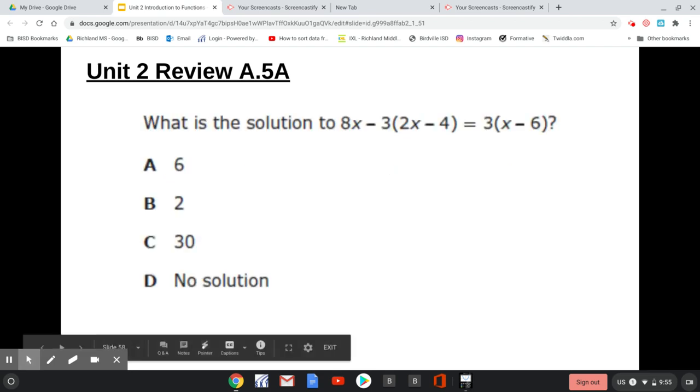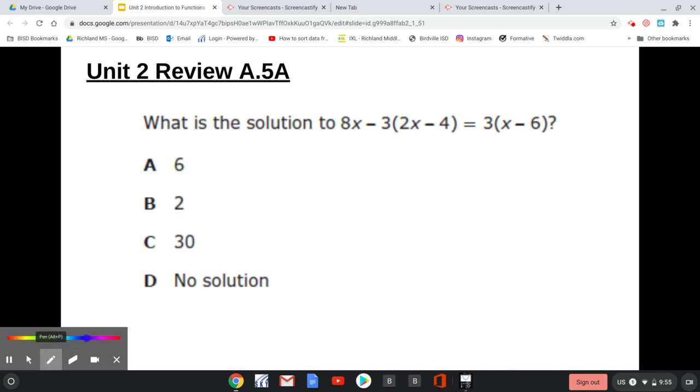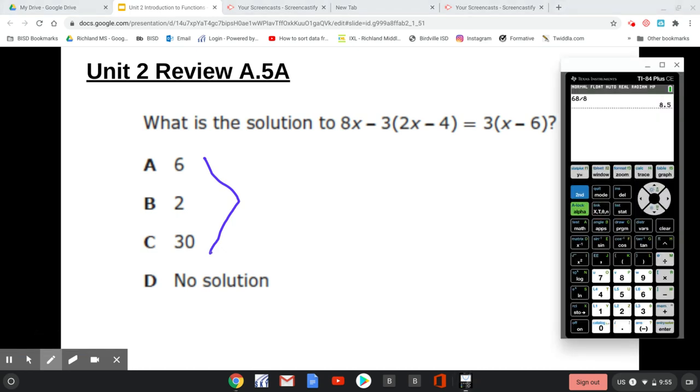Let's look at the next one. Okay, it's another one. I'm going to take a chance since I have these that I can look at, and I'm going to put this in the calculator. So I'm going to hit y equals. I'm going to put in 8x minus 3 parenthesis 2x minus 4. Close the parenthesis, enter. And then I'm going to put 3 parenthesis x minus 6.